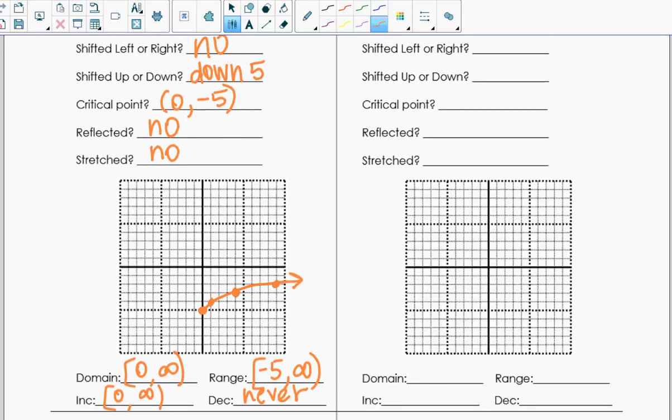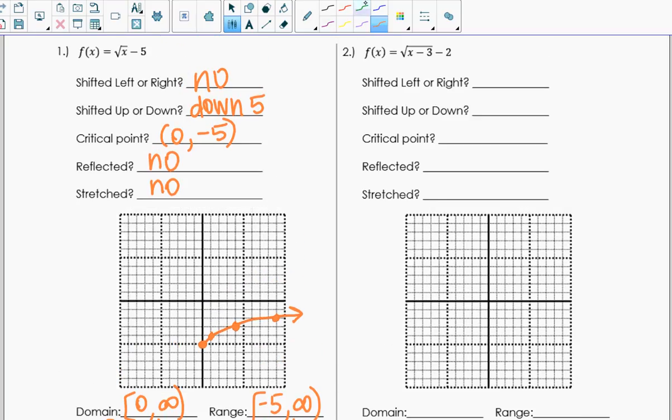Okay. All right, let's look at number 2. For number 2, are we shifting left or right? Yes. Okay, that x minus 3 tells me that I'm going to do the opposite, so I'm going to go right 3.